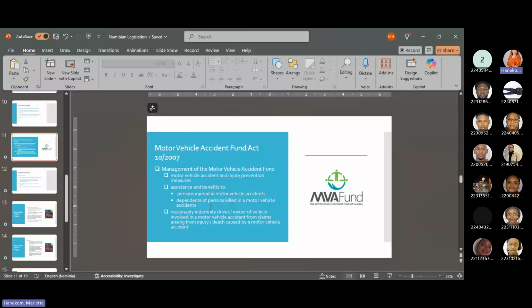Where does the money come from? Money for the MVA fund comes from the road fund. So the road fund administration also disburses some money from the road fund into the MVA fund. Questions?